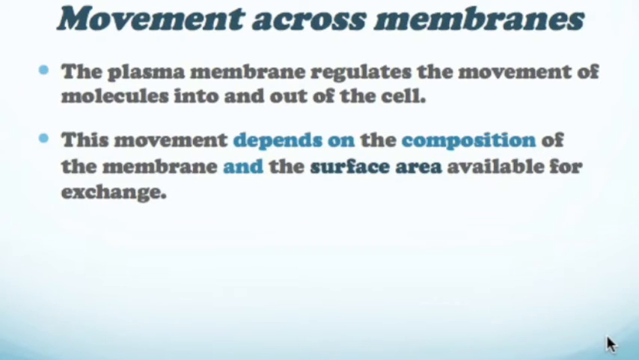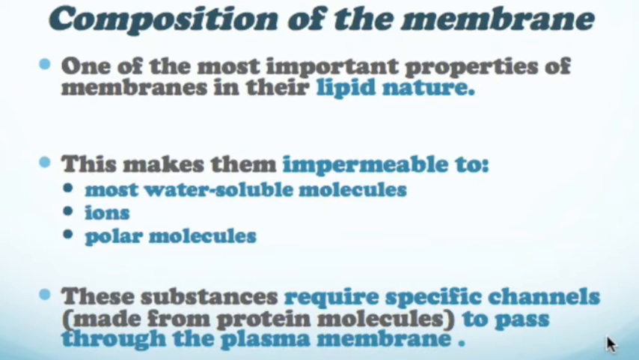So when we talk about movement across a cell membrane, it is all dependent on the composition of the membrane, being phospholipids, and the surface area available for the exchange of materials. The composition of the membrane being lipid in nature means that lipid molecules can pass through. Things like cholesterol and steroid-based hormones can pass straight through the membrane, okay? Whereas hydrophilic compounds, such as water-soluble molecules, like protein hormones, are unable to pass through the membrane.